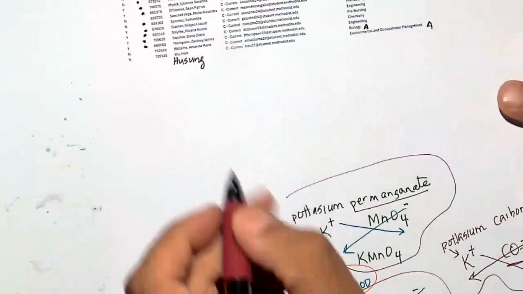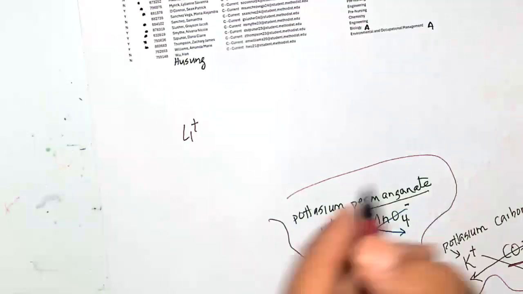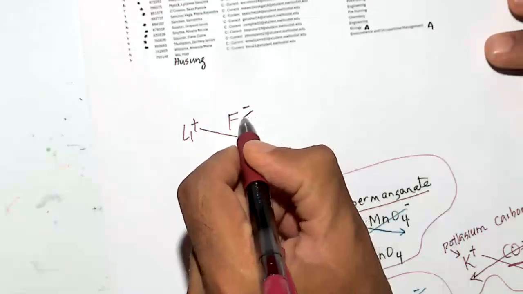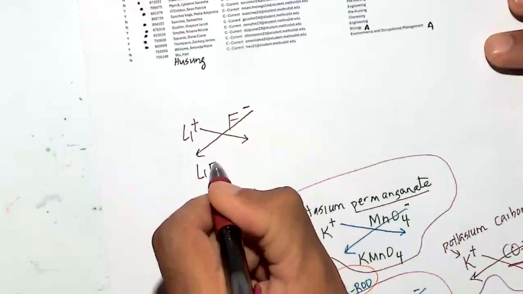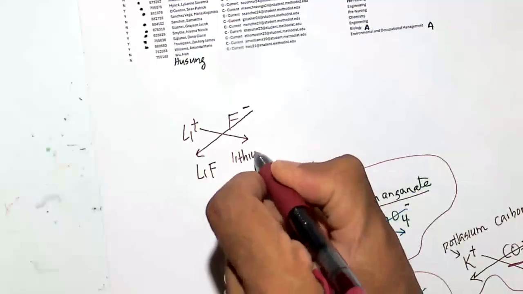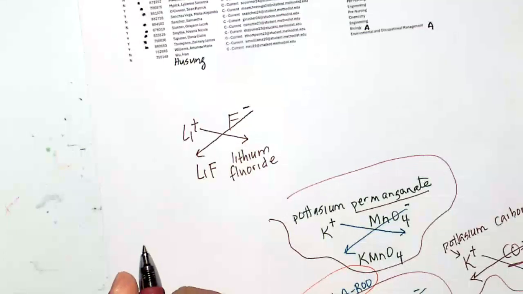Okay. So we'll take lithium. And what is the charge of lithium ion? Positive one. We take fluoride. What's the charge on fluoride ion? Is this ionic or covalent? We have a positive attracted to a negative. Okay, what's the formula? This one is going to go here. This F is going to go here. And what is the name of this ionic compound? Lithium fluoride. So we've named some ionic compounds.